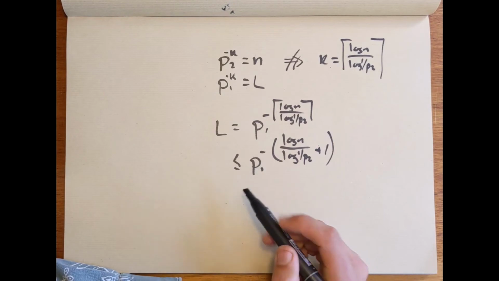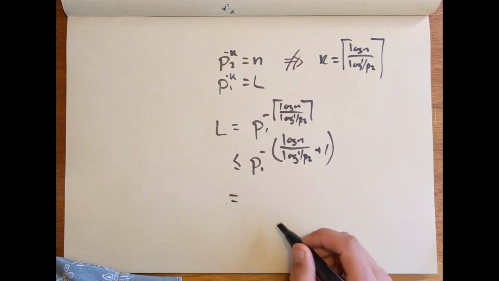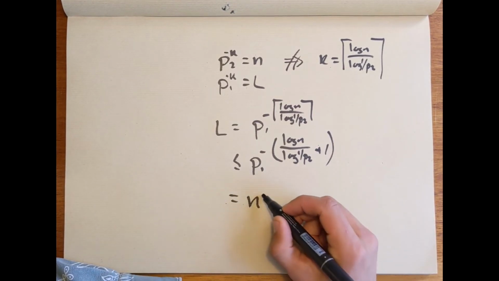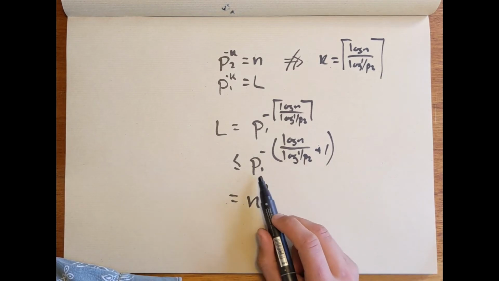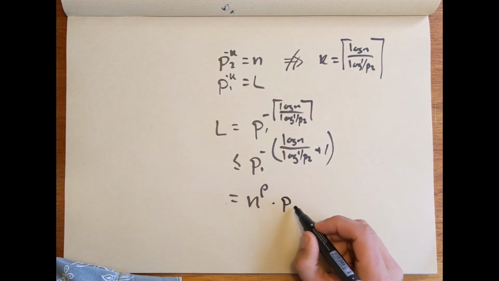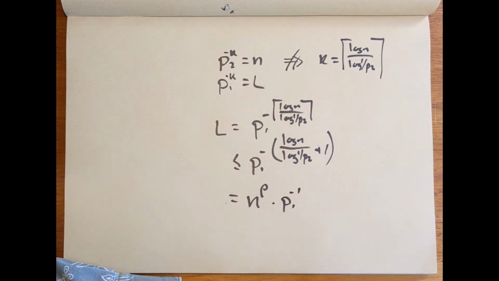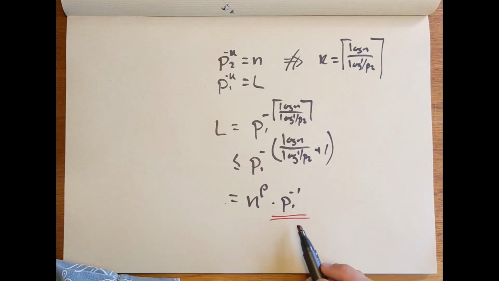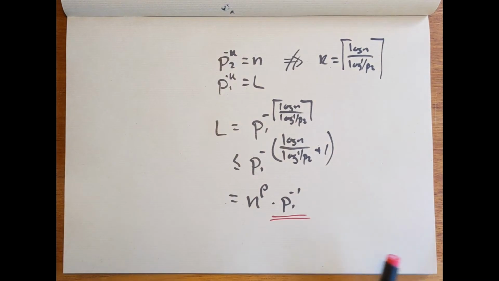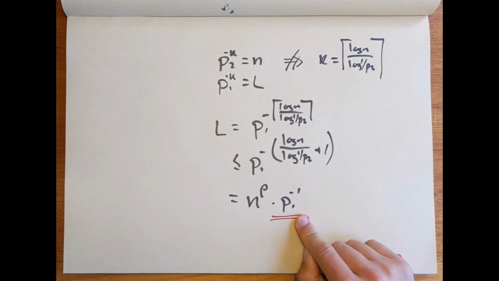This first term here we already knew from before. That was just equal to n to the rho. But now we have this extra p1 to the minus 1. And that's in the title of this talk. And the main problem of this paper has been to try and get rid of this term here.